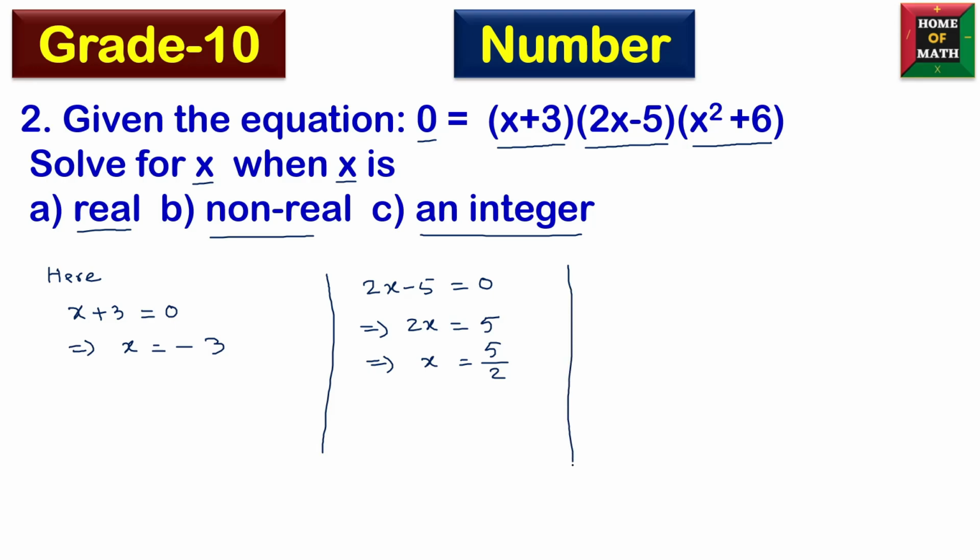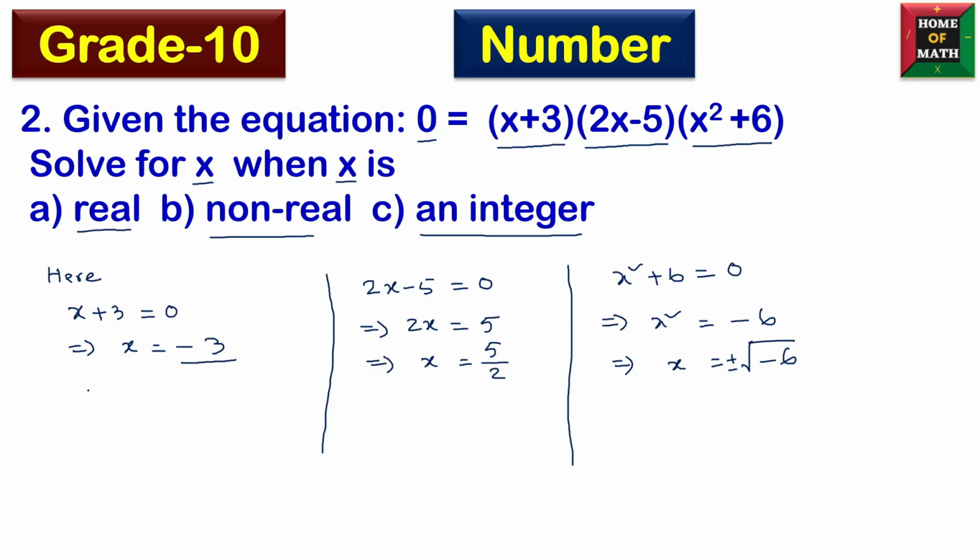We will get another answer here: x² + 6 = 0. It means x² = -6, and once we take the square root of both sides, x = ±√-6. Look, this one is -3.